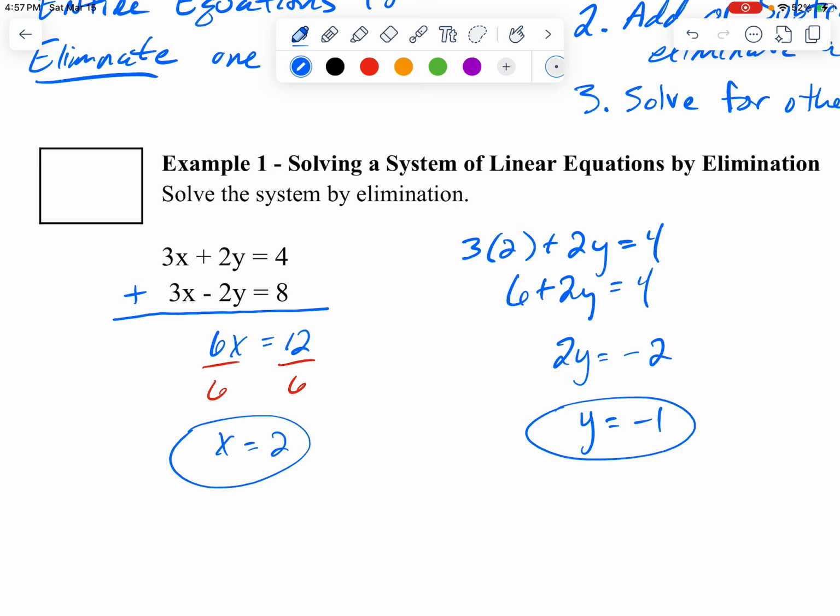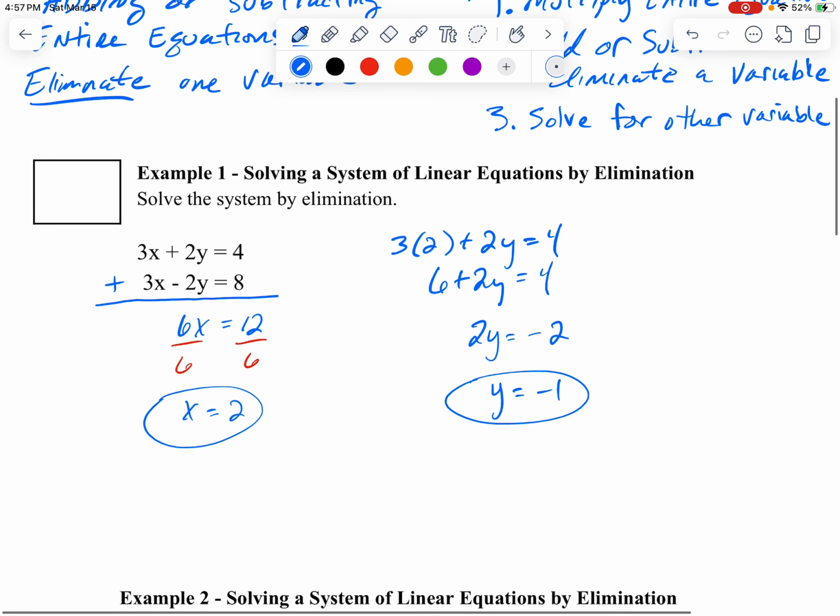So again, I'm going to go kind of quick in this video, so if you need to pause and kind of process or go back and think through these steps, please feel free to do that. But for time's sake, I'm going to go kind of quickly. So the solution to this system then is x equals 2 and y equals negative 1, or 2 comma negative 1. So remember, if we were to graph this, that would be where those two lines intersect.